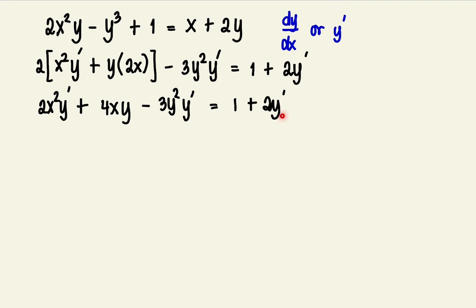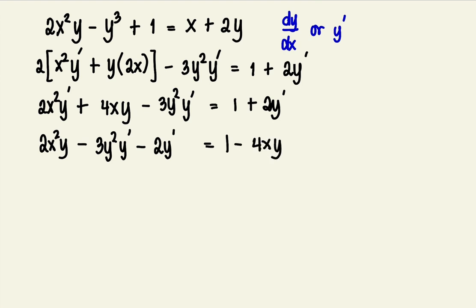And then we group together all the terms containing y prime. So we're going to transfer this to the left side, and 4xy will be transferred to the right side. So we'll just copy 2x squared y prime, and the third term right there, 3y squared y prime, and this term right here, so minus 2y prime equals 1 from here, and we transfer 4xy to the right side, so that's minus 4xy. To be able to isolate y prime on the left side, we factor out y prime.